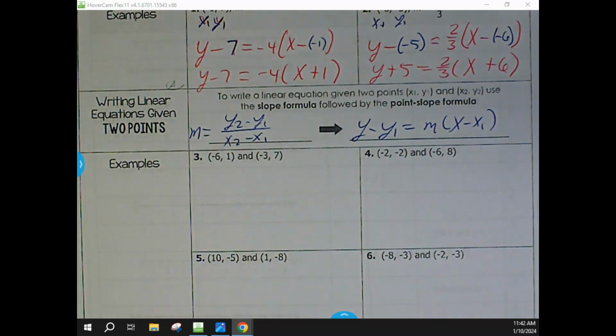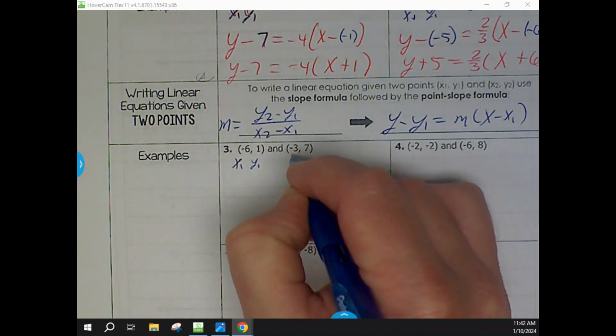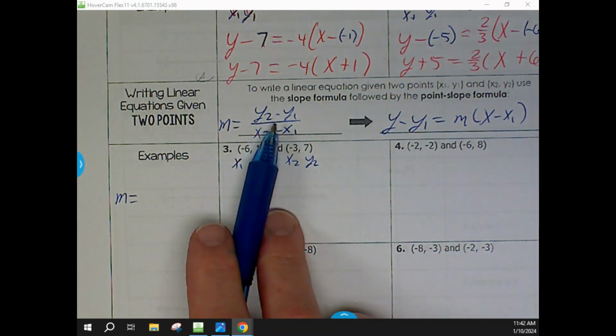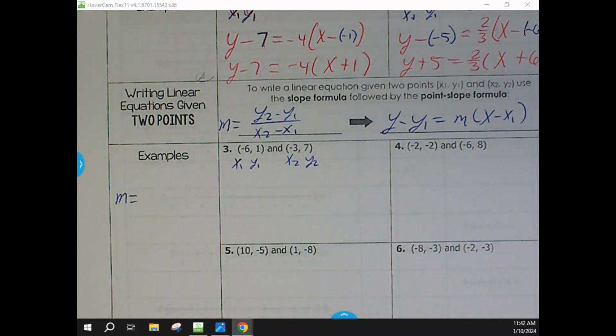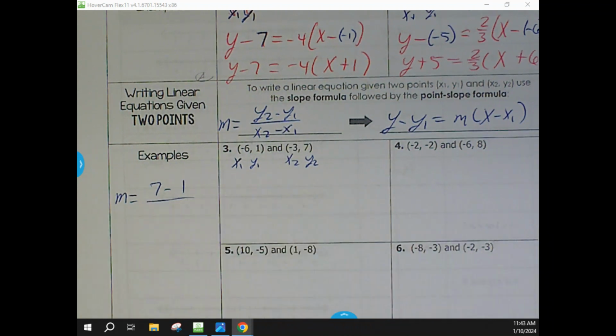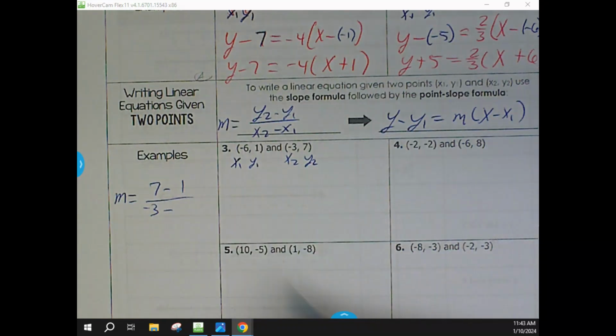Okay, so number 3, we're going to go ahead and do everything on number 3. To make sure we've got plenty of room, we're going to do the slope over here. Here's your x1 and y1. There's x2 and y2. We're going to take those numbers and plug them back into this equation so we can see what we have. On the top part, y2 is 7 minus y1 is 1. On the bottom part, x2 is negative 3 minus, and again, we're going to plug in a negative 6 there, just to make sure we got it.